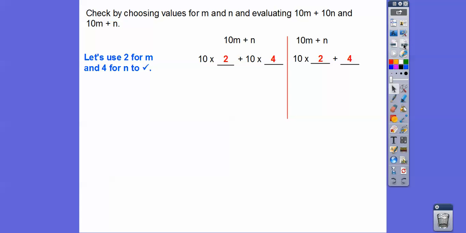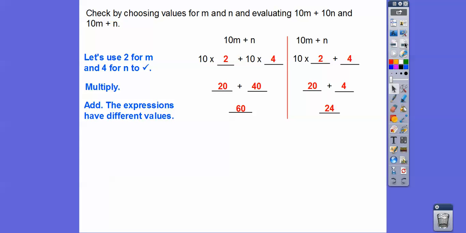10 times 2 is 20, and then 10 times 4, we're going to go ahead and multiply. 10 times 2, 20. 10 times 4 is 40. And over here, 10 times 2 is 20. And this one doesn't have a times, so we're just going to add 4 right there. Okay, so we get 20 plus 4. All right, over here, 20 plus 40 is going to be 60. And then over here, 20 plus 4 is just 24. And 60 is not equivalent to 24.